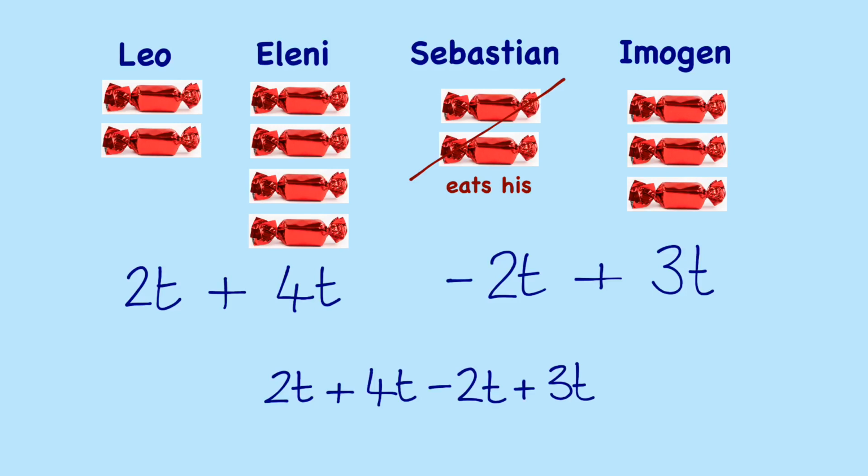Now it's a bit long-winded to write it out like that, so what I want to do, I want to simplify it. So I've got 2T and 4T, that's 6, and I've got 3T here, so that's 6, 7, 8, 9, but then Sebastian's eaten his 2, so that's take away 2, so 9 take away 2 is 7T. So my final simplified answer is 7T.